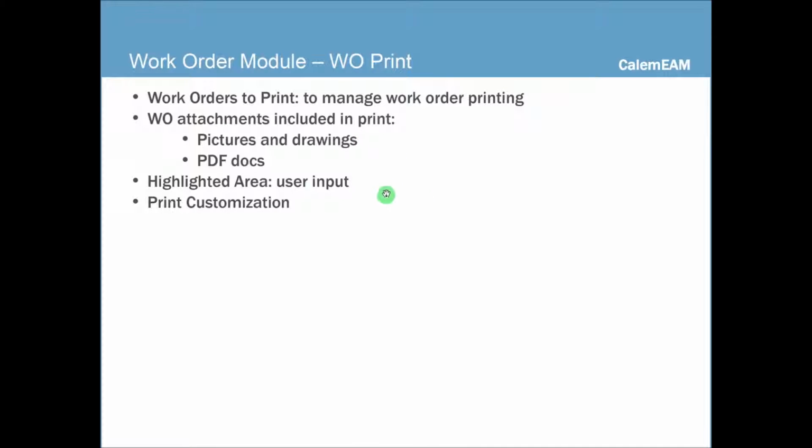For work order print, there's a work orders to print list that you can always go to, to print a work order. The work order print also includes pictures, drawings, and PDF documents. If you attach them to the work order, they also get printed out. The work order print has highlighted areas that indicate user input. And you can also customize work order print based on your business needs. So let's take a look at the work order print functions.